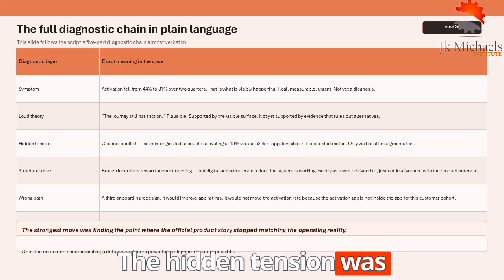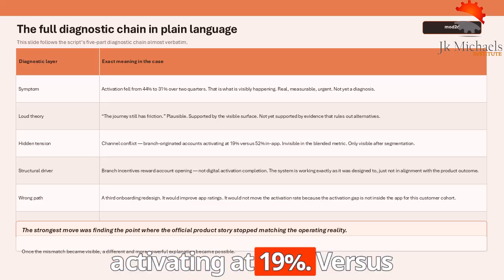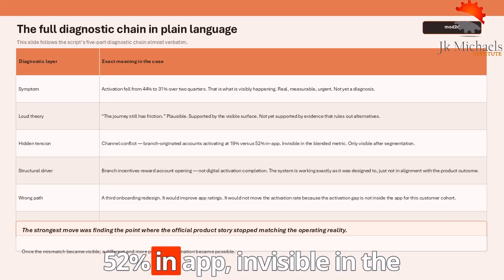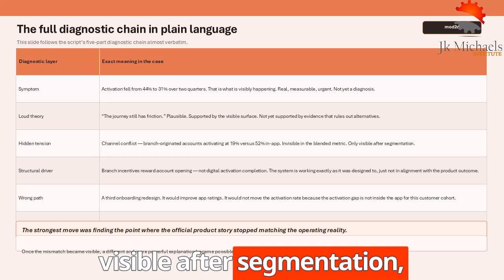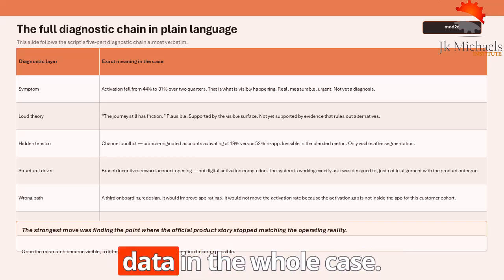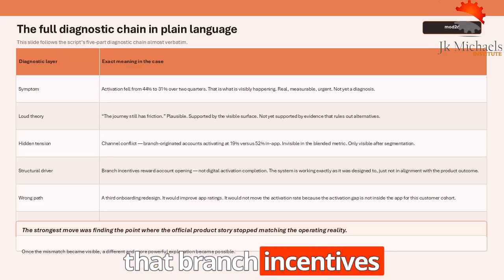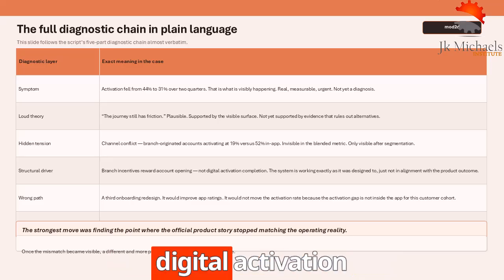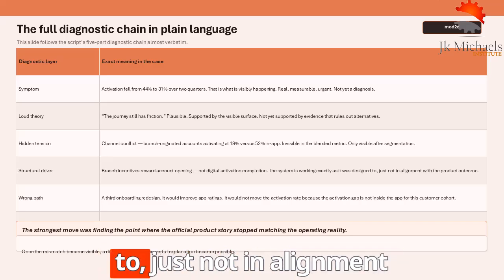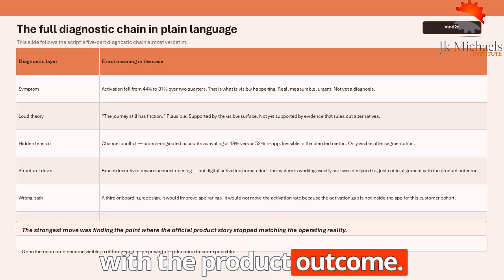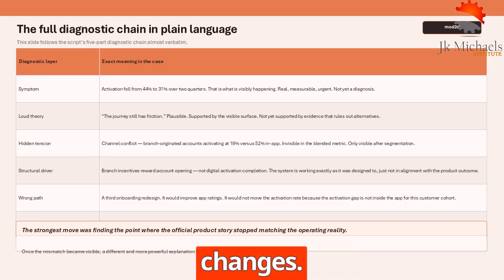The hidden tension was channel conflict. Branch-originated accounts activating at 19% versus 52% in-app. Invisible in the blended metric. Only visible after segmentation. The most important cut of data in the whole case. The structural driver was that branch incentives reward account opening, not digital activation completion. The system is working exactly as it was designed to, just not in alignment with the product outcome. This will keep producing the same result until the incentive structure changes.